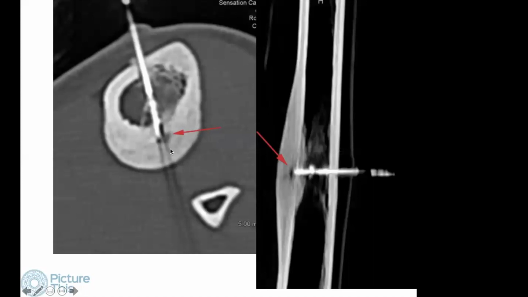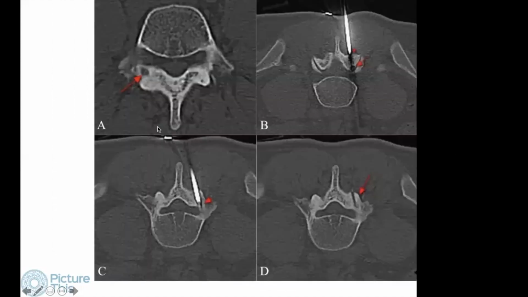This is a posterior tibial cortical lesion. Many people make the mistake of taking a posterior route, which is often not recommended because you can have some nerves and vessels coming in the way. So the anterior transcortical route is far better.